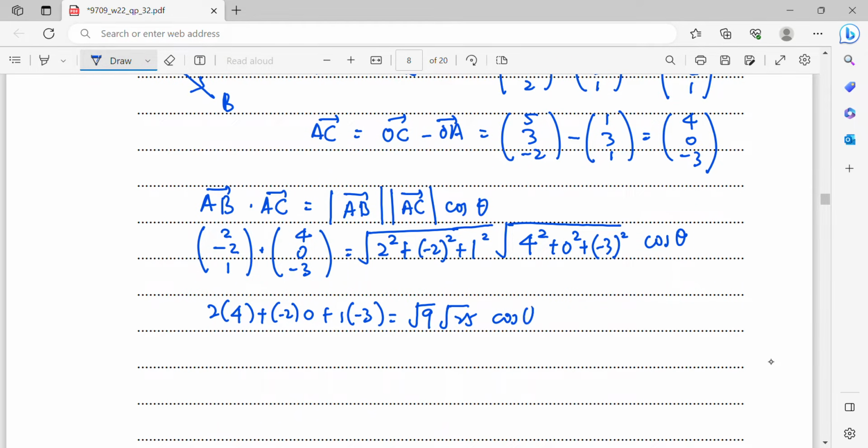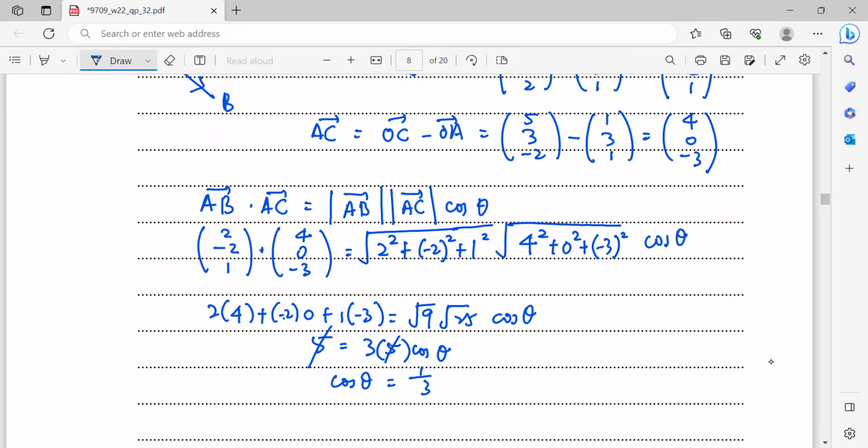Then cos theta. Now left hand side, 2 times 4 is 8. The second term is 0. So 8 minus 3 is 5 equals square root 9 times square root 5. Okay, square root 9 you can simplify to 3. Square root of 25 is 5 cos theta. So now from here, my cos theta is basically 1 over 3 because we can cancel 5 from both sides.